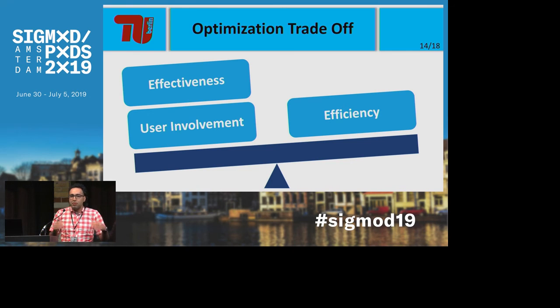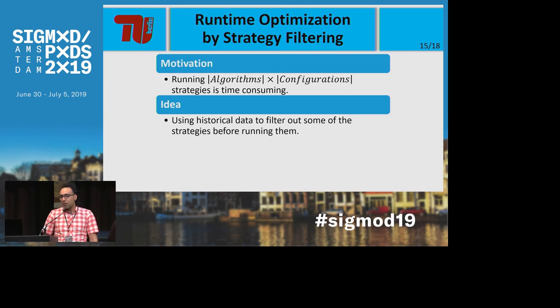So far, as you notice, we try to optimize the effectiveness of our solution, and also minimize user involvement. That may raise the question of how good the efficiency would be, because we are running a lot of error detection algorithms and configurations. So to also optimize the efficiency, we provide one optional step in our system that is supposed to optimize the runtime.